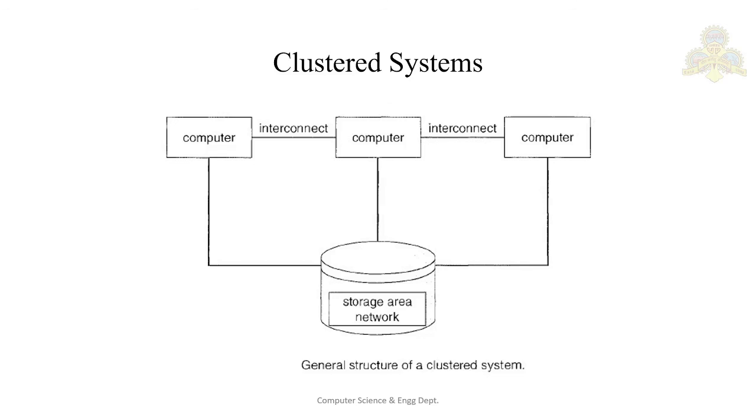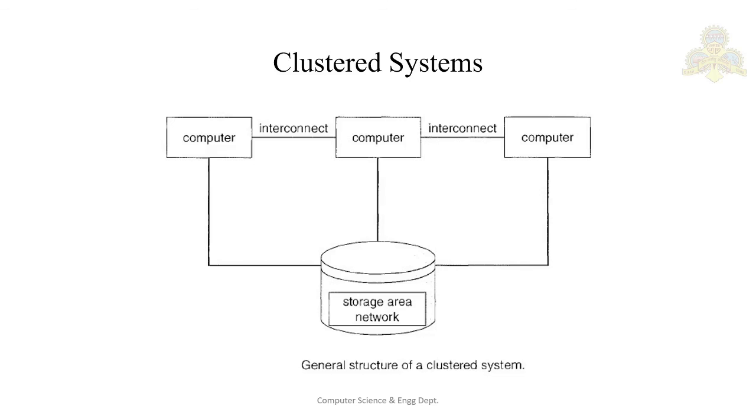This clustering is usually used to provide high availability service. That is, service will continue even if one or more systems in the cluster fail. So this is one cluster which has three computer systems. Even if one system fails, the other two will work. High availability is generally obtained by adding a level of redundancy in the system.